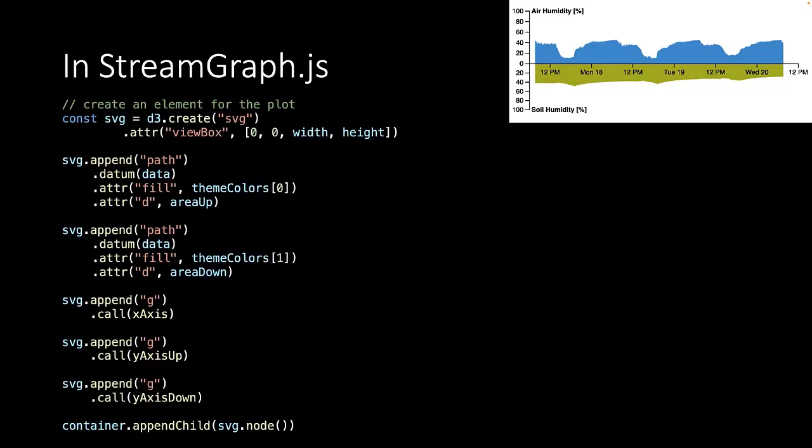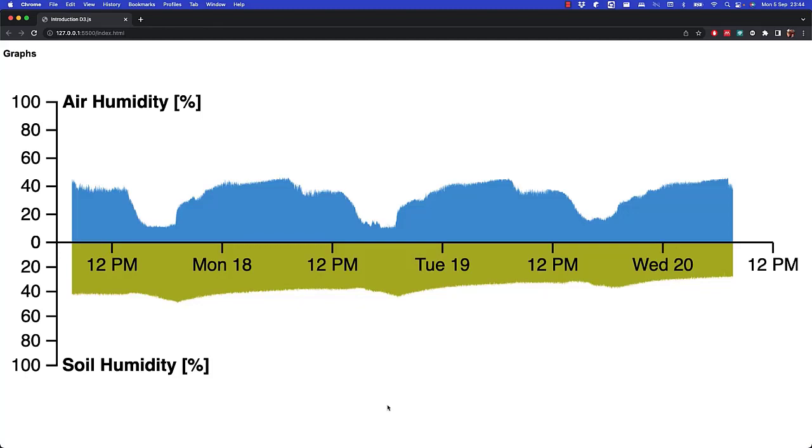Now that we have defined all elements, we can start combining them and adding them to the SVG. First, we create the SVG, which is our drawing canvas. Then, we append two paths using the area definitions that we created, so the upper one and the lower one, filling it with the default theme colors. Then, we append the groups, which contain the x-axis and the two y-axes. Finally, we append the SVG to our container. The final result will look like this.